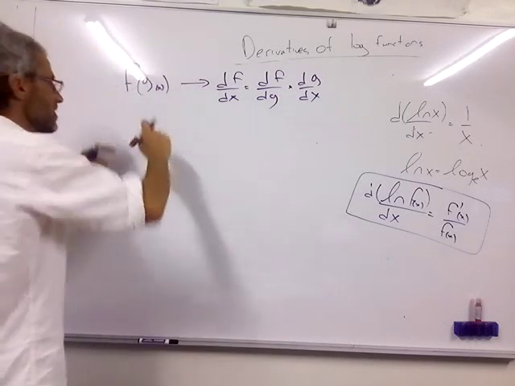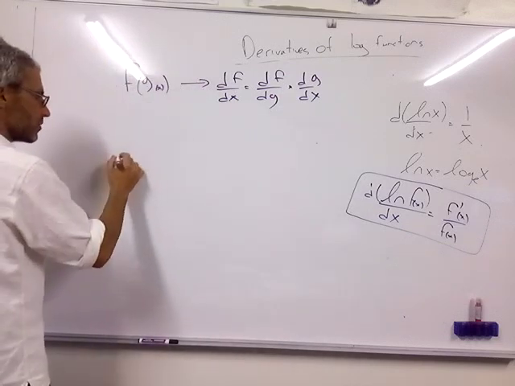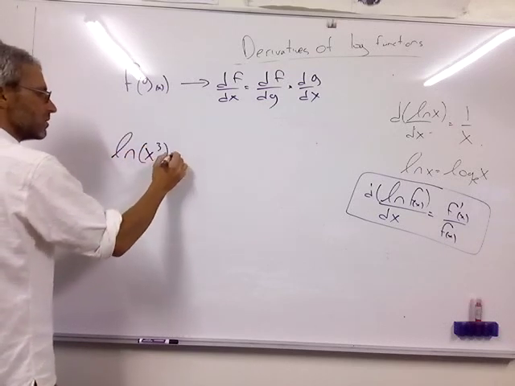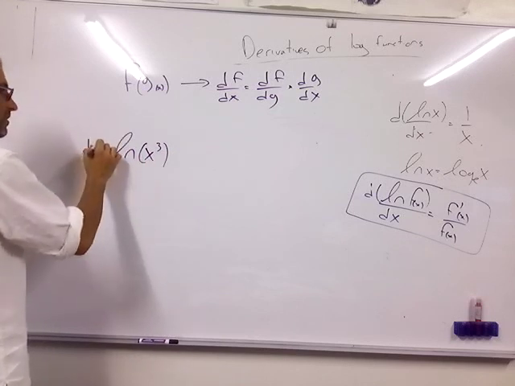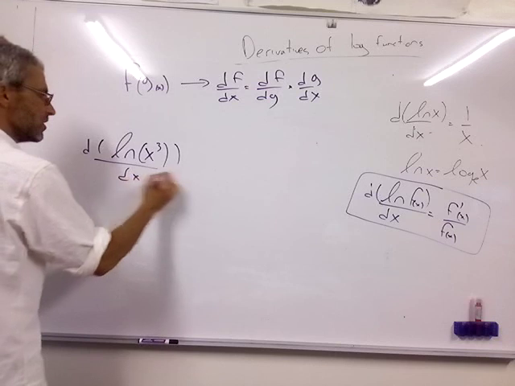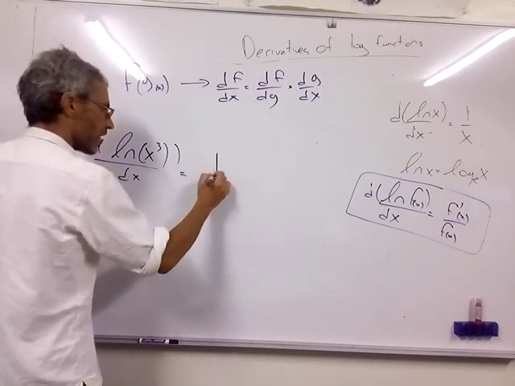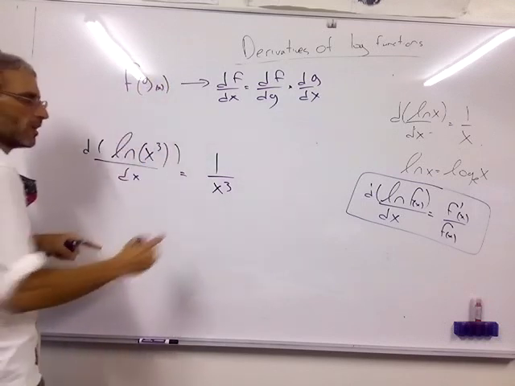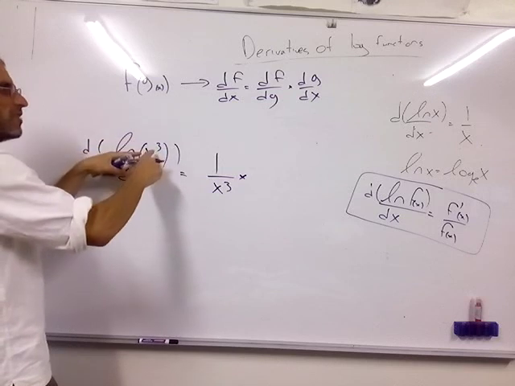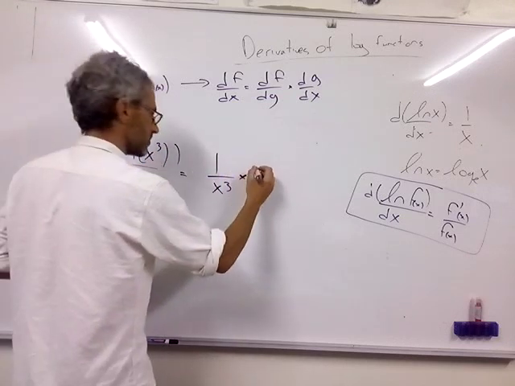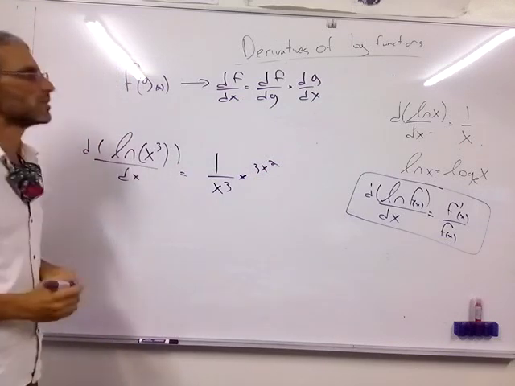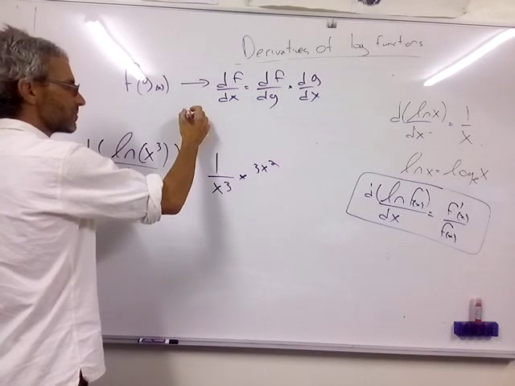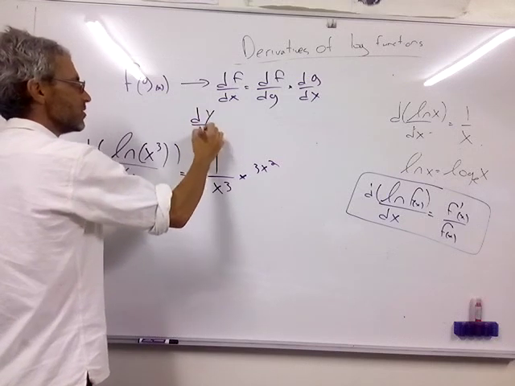If I had the example before, I can't remember what it is, so I'll just make one. Let's say I have log of x cubed, and I want to find the derivative of this. What I'm going to do is 1 over x cubed, which is the derivative of the log, and I'll times it by the derivative of the inside, dg/dx, which is 3x squared.